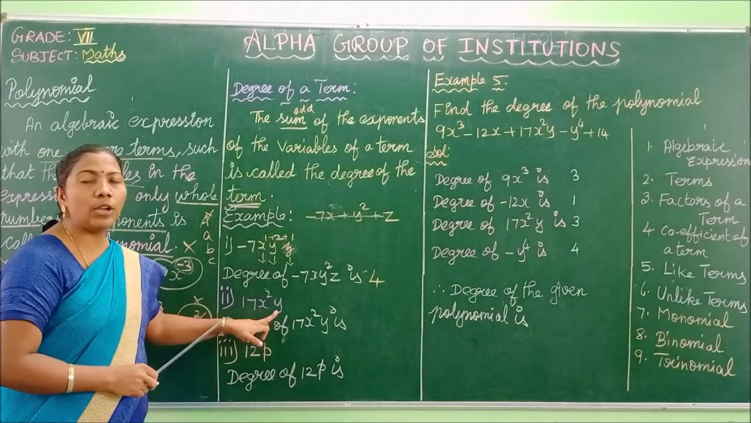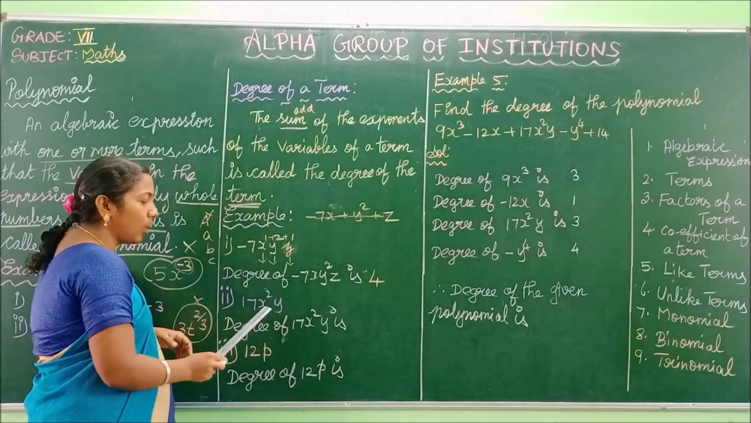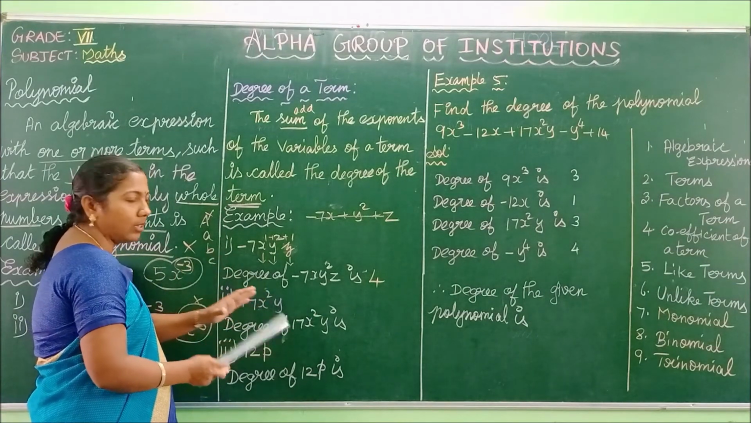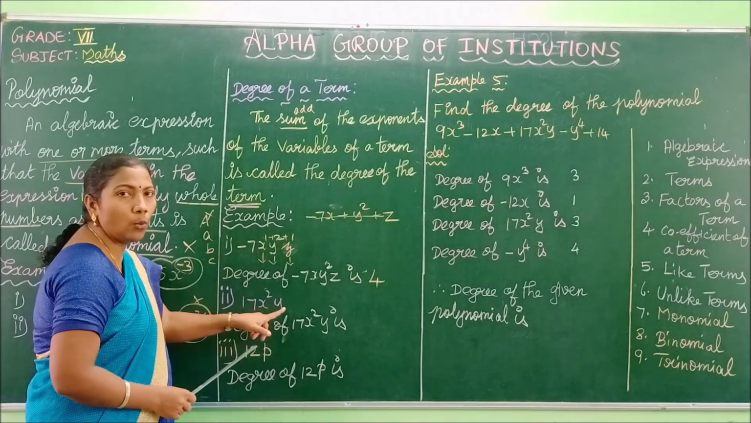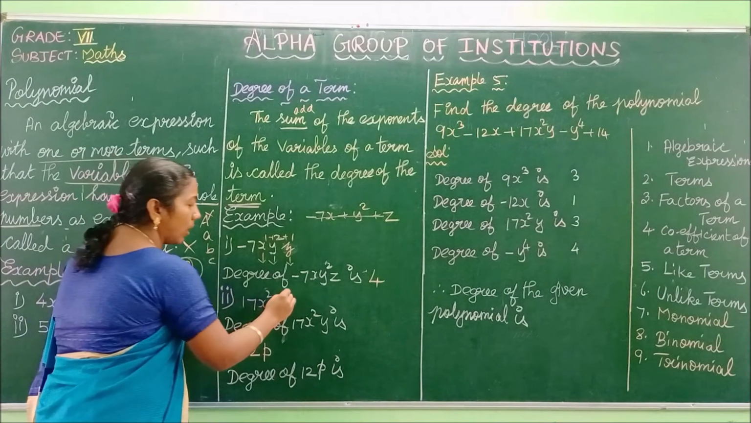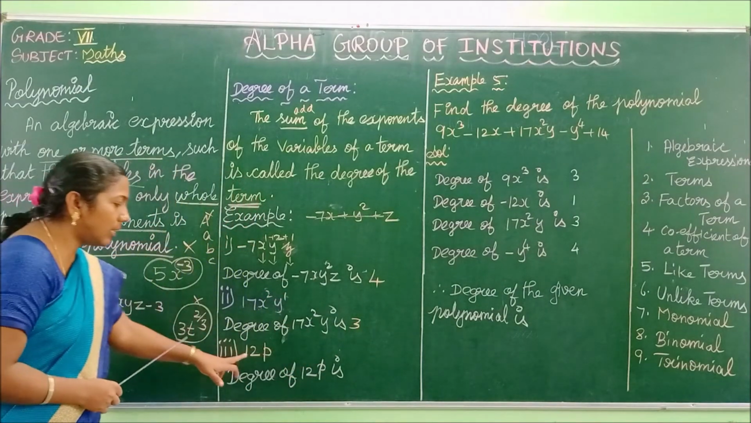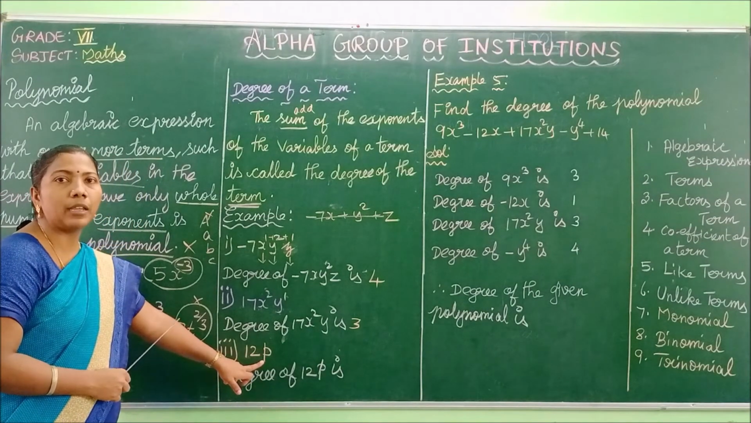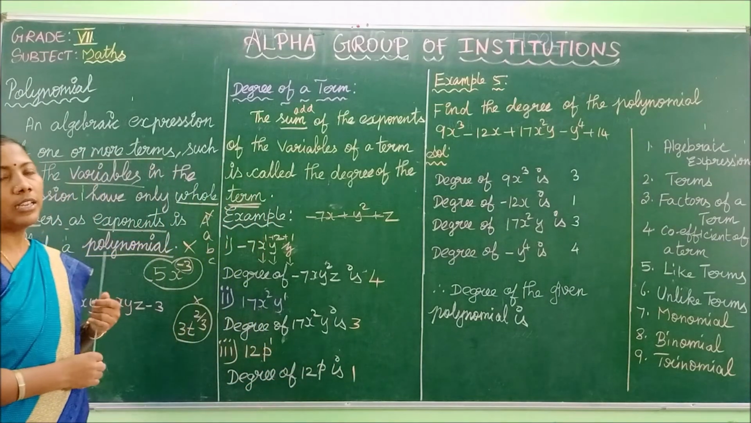See the next one. 17x square y. You have to calculate the degree of this term now. For that, as per the definition of degree of a term, you have to add the exponents of the variables involved in that particular term. Here our term is 17x square y. What are our variables? X and y. What is the power of the variable x? 2. What is the power of the variable y? 1. So you have to add the powers. 2 plus 1, 3. Do you understand? Okay. What is the degree of the term p? Here our variable is p. What is the power of the variable p? It is 1. So the degree of the term p is 1. Do you understand, children? The degree of the term.